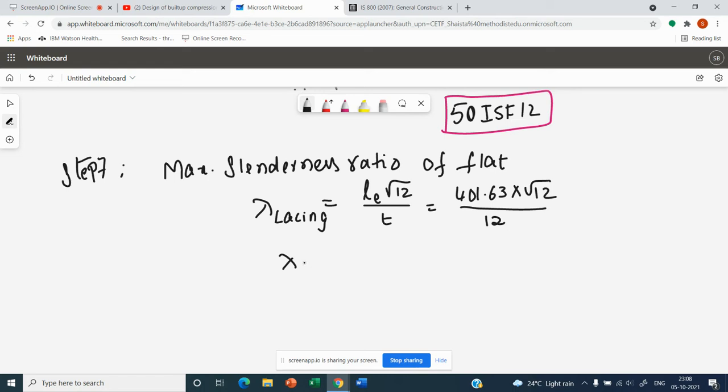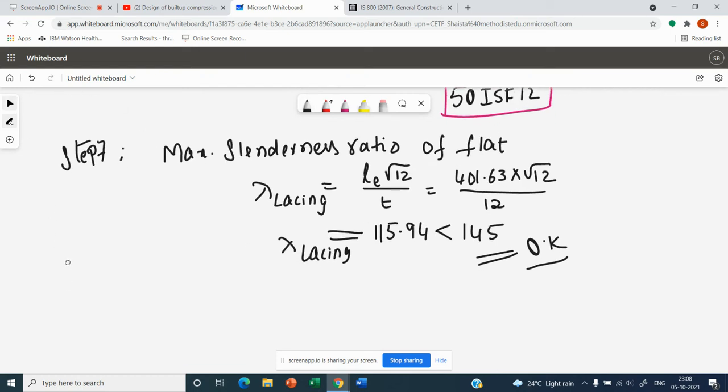On solving this, we got the slenderness ratio value for lacing as 115.945. If you see the design steps video, then you will find that it should be less than 145 from the IS 800 provision. So we have satisfied it. ISF 50 mm wide, 12 mm thick is okay. We can go for it.